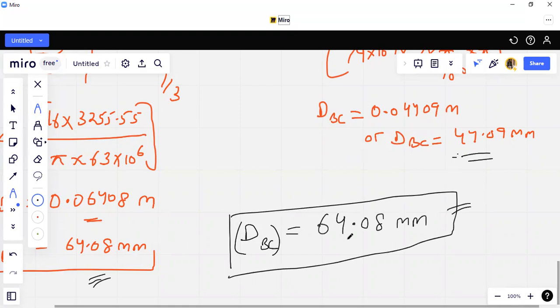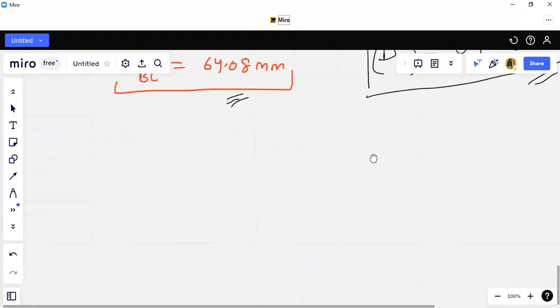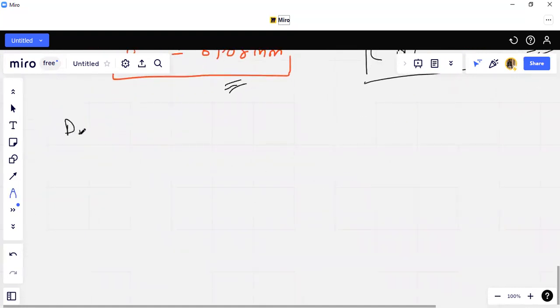Okay. Why we have to calculate this? Why we have to consider the maximum value? Because it will satisfy both maximum shear and angle of twist criteria. Done. Now let's move to the second part, which is we have to calculate the diameter of bolt at A. This is the second part.